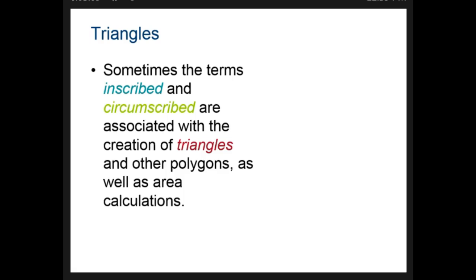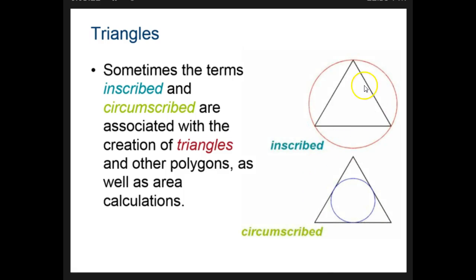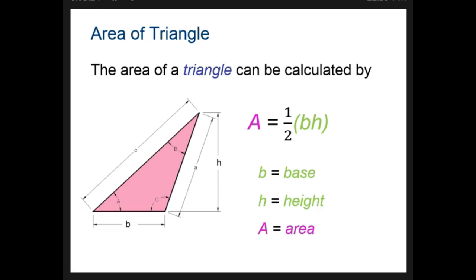Here's two terms that you may or may not be familiar with from geometry. Inscribed means we've drawn a polygon or a triangle inside a circle, inscribed inside. Circumscribed means we put it on the outside of the circle. Formulas for area of a triangle, you know this from probably junior high. Remember though that the height is always perpendicular to the base. It's not this side here, but it's straight up and down perpendicular to the base.